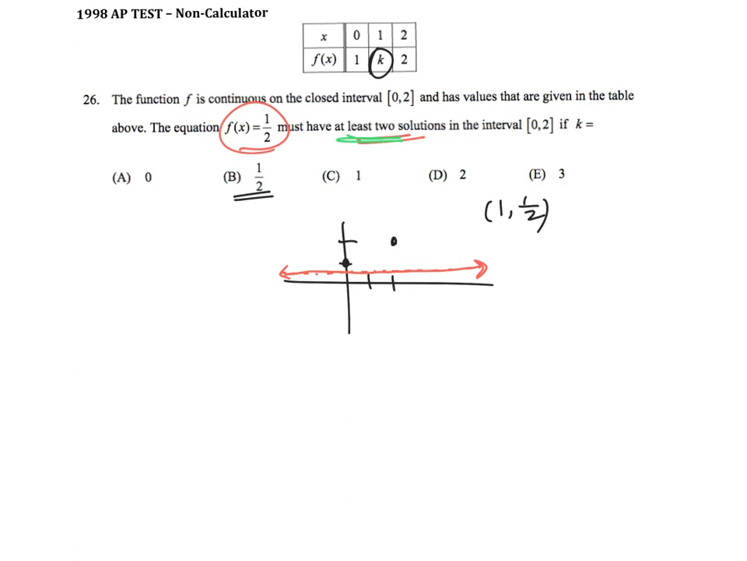C says, what if my k is 1? So my function would have the point 1, 1, right here. If I connected my 3 points, did I cross my y equals 1/2 at all? Nope. So I don't like C. D is if my k was 2. So if my x was 1, my k is 2, that point is up here. Again, we're not going to cross y equals a half. If k is 3, we're in the same boat.